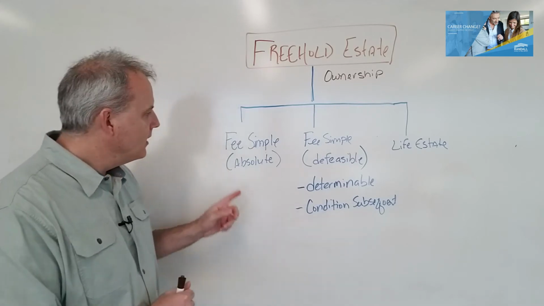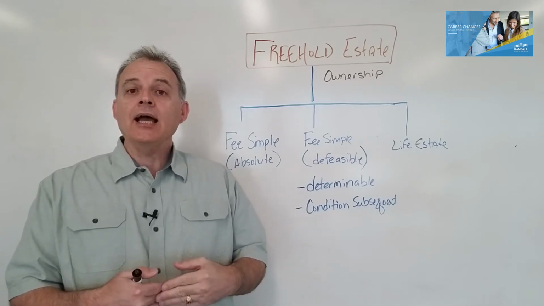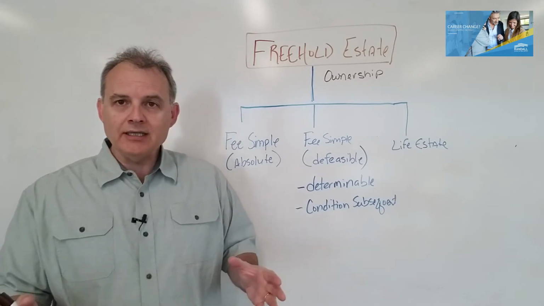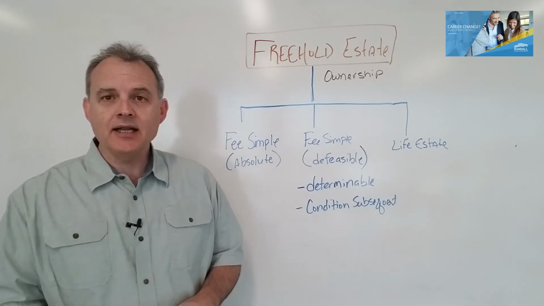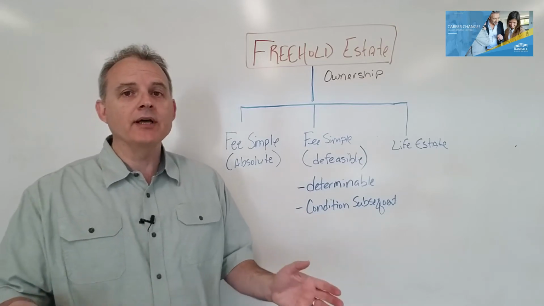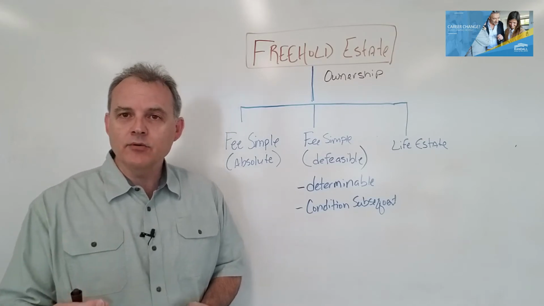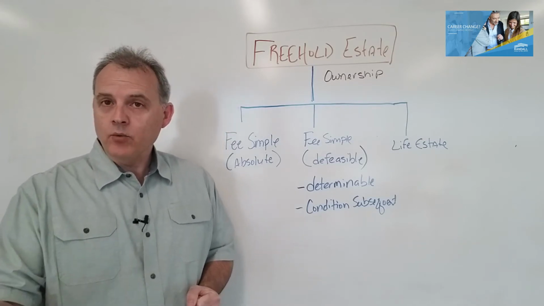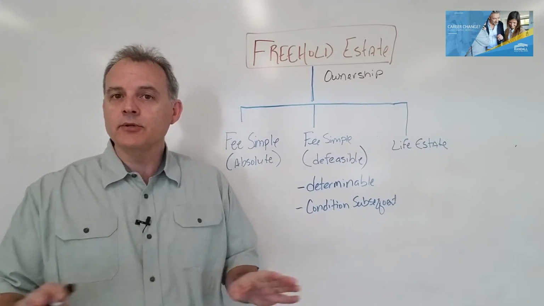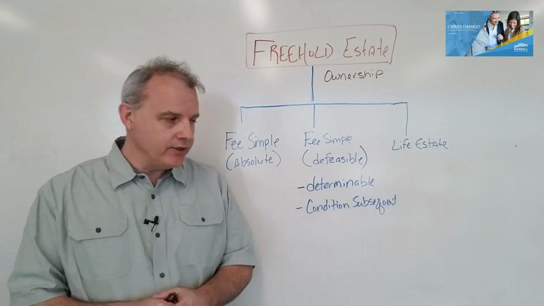Fee simple absolute means that the owner has those bundle of rights we talked about in chapter 2, which means they can will it, they can sell it, they can lease it out, they can harvest crops, they can mine for gold, whatever. It's their property, they have absolute right. That also means they have the absolute right to bequeath it, meaning will it, or sell it to somebody because they have free, clear, marketable title. That's what it means. They have the sole right, the absolute right to do it.